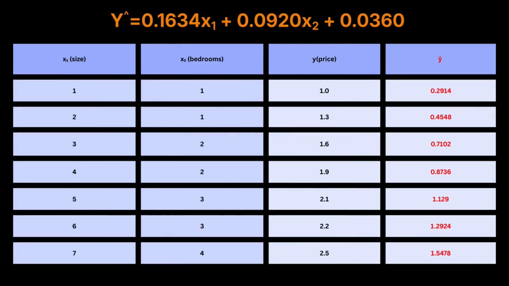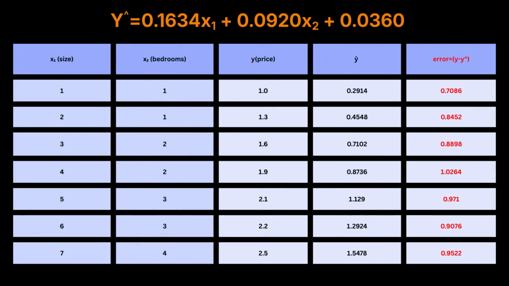First, we make predictions using our current weights. We take each row, plug x1 and x2 into the equation, and that gives us y hat. Because we updated the weights, predictions will be different than last time.